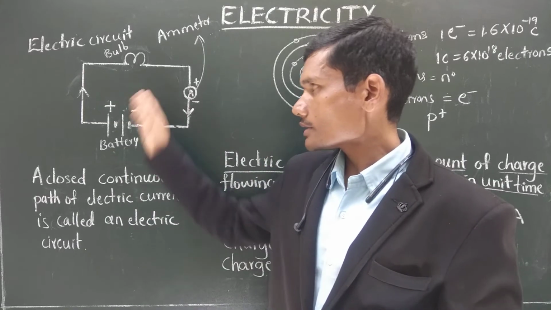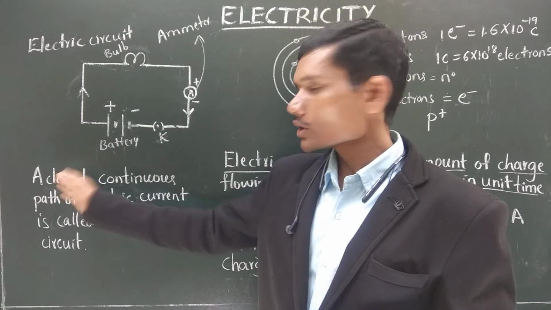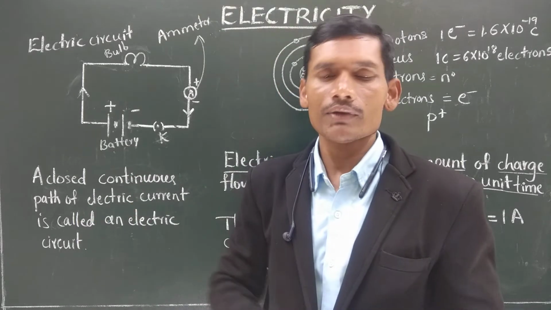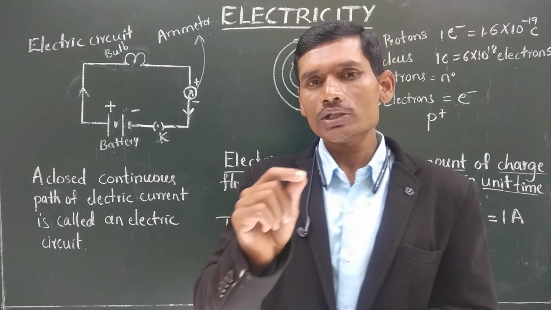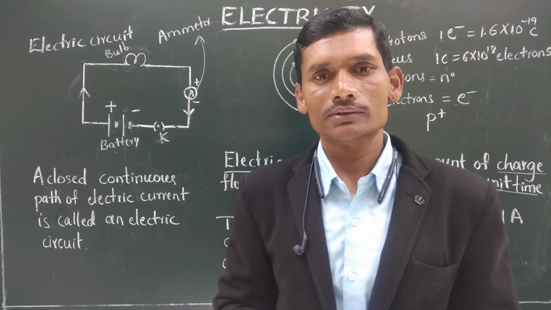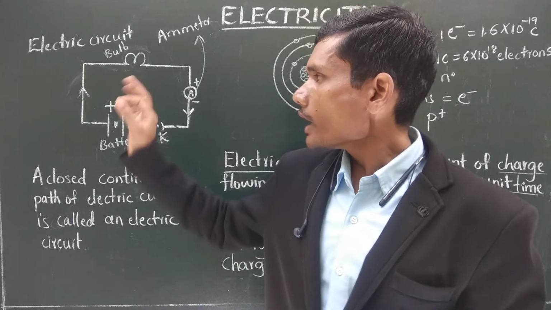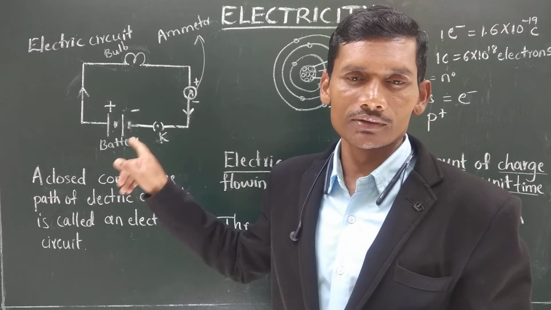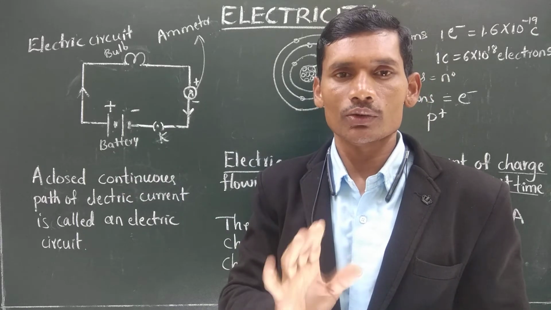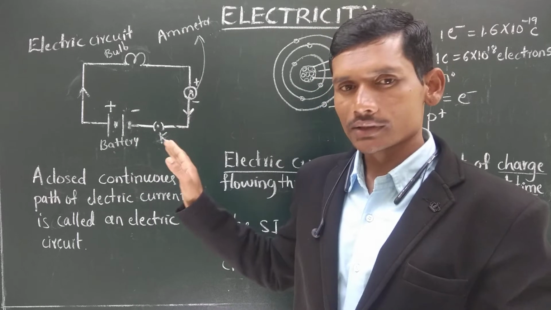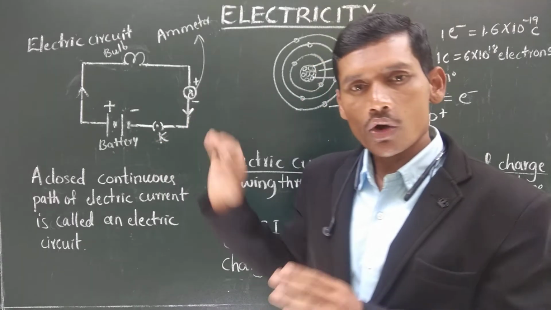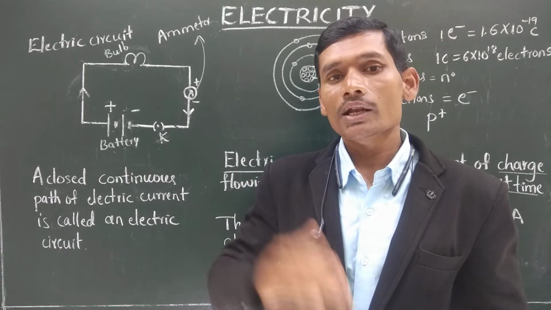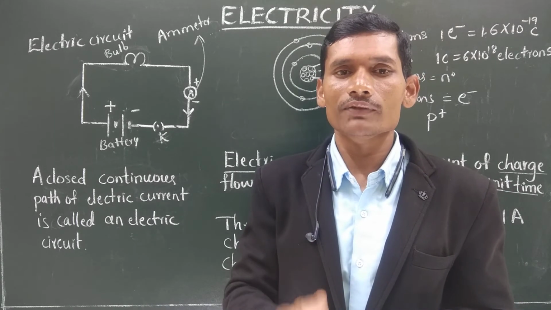Now you see here, the same is written. A closed continuous path of electric current is called an electric circuit. Otherwise we can also define it this way: a closed conducting path of electric current through a switch, a bulb, and a source of electricity, through an ammeter here according to this circuit, is also an electric circuit. Now we have studied what is electric current and what is its SI unit, everything related to electric current. Next we have to know what is potential difference.